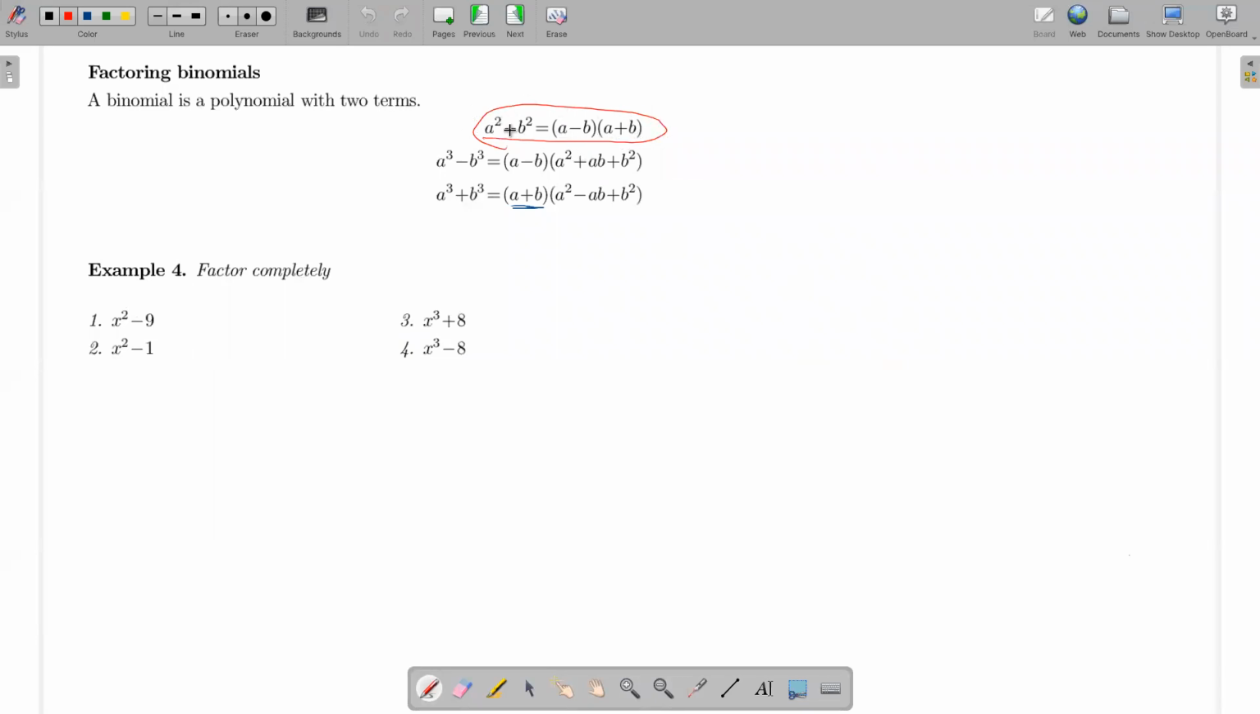Okay, so in this formula, if I have A squared minus B squared, I can write it like this.